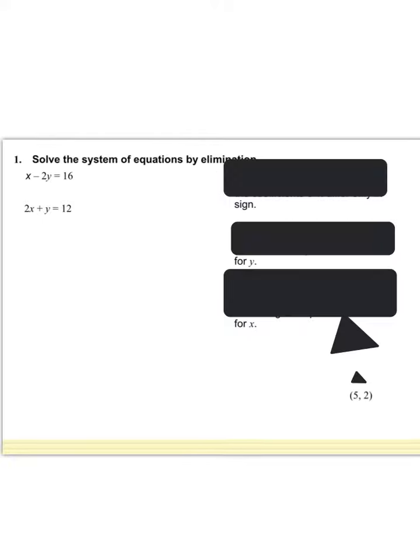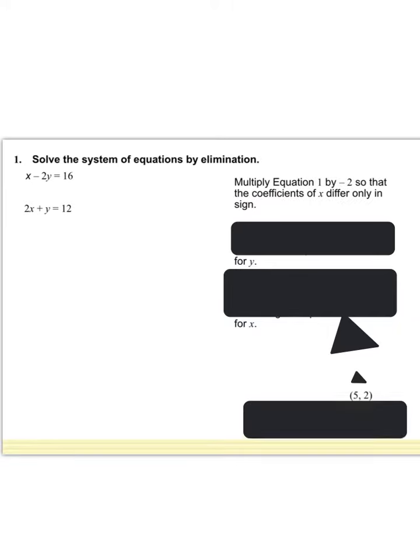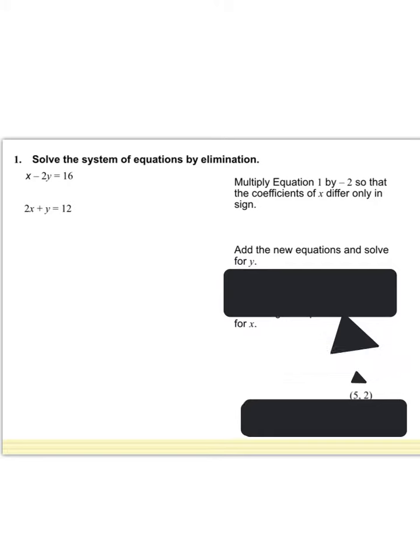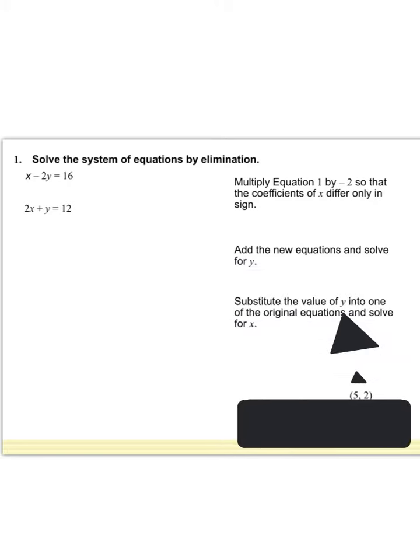for the other variable. Okay, so for example, if we had this system of equations and we wanted to solve by elimination, following the first step, we need to multiply equation 1 by -2 so that the coefficients of x differ only in their sign. The next step would be add the equations and solve for y. And then finally, we would need to substitute that value into the original equation and solve for x. So let's follow the steps. Multiply equation 1 by -2.